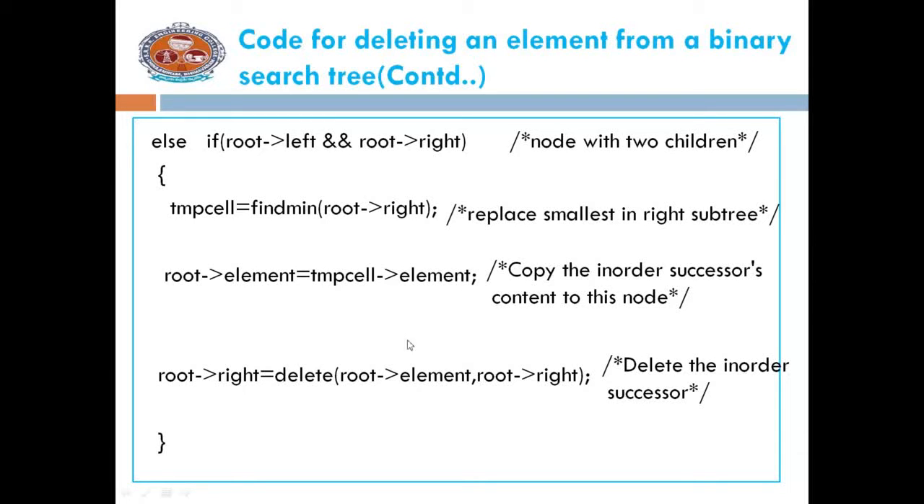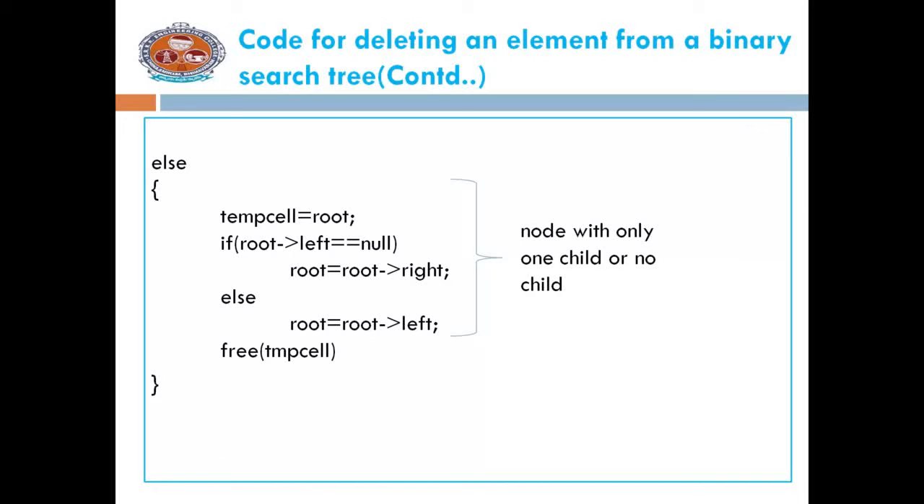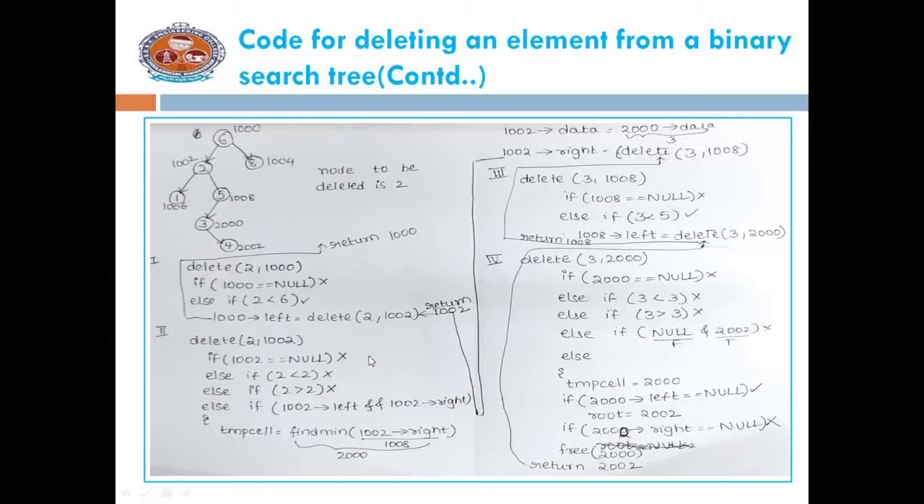At last you have to delete that minimum element. So that minimum element is present in the root of right. So root of right equals to delete of root of element comma root of right. So this code explains when you want to delete a node with a single child. Initially store that root value in a temp cell, and if it is having a left child, you have to replace that with right, and you have to free the temp cell.